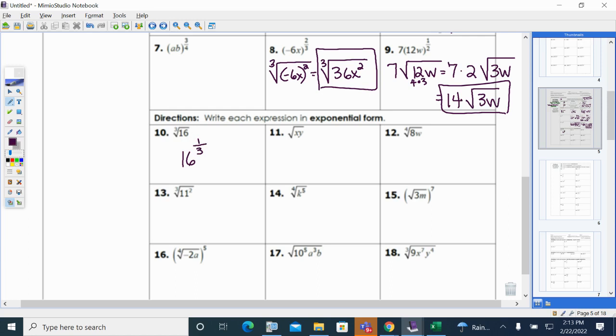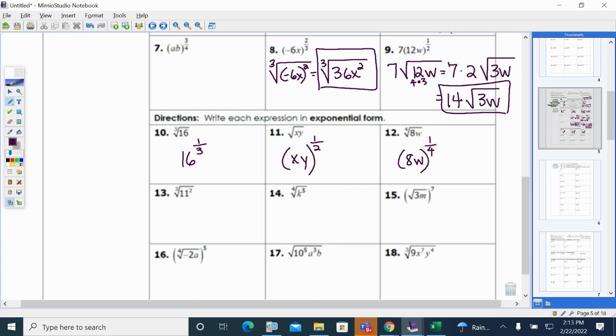And I'm done. On number 11, x and y are both under the radical. So this one's going to require some parentheses. So I have xy raised to the 1/2 power. Same thing on number 12. 8w is your base. So please put that in parentheses. And we have the 1/4 power.